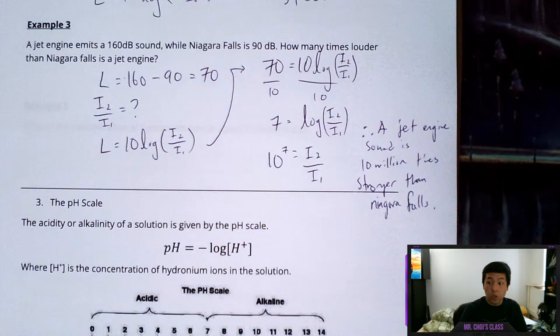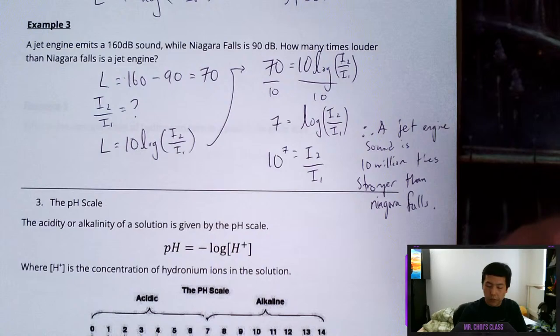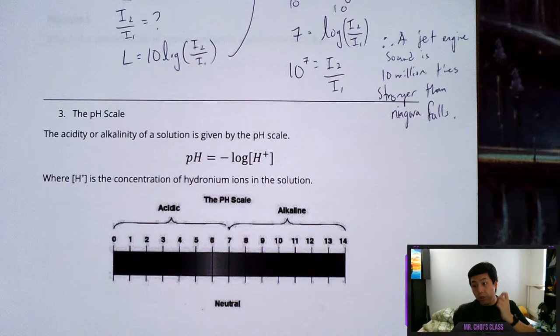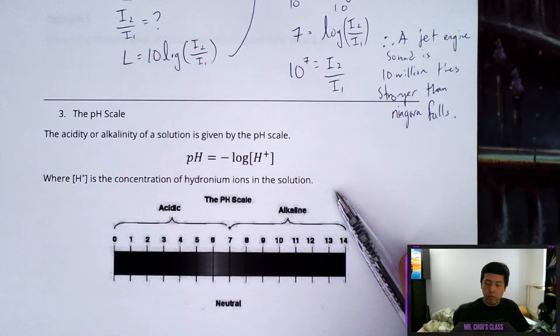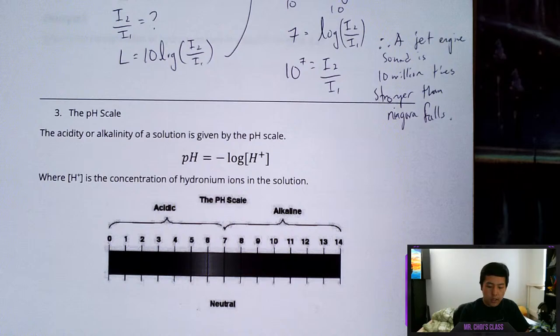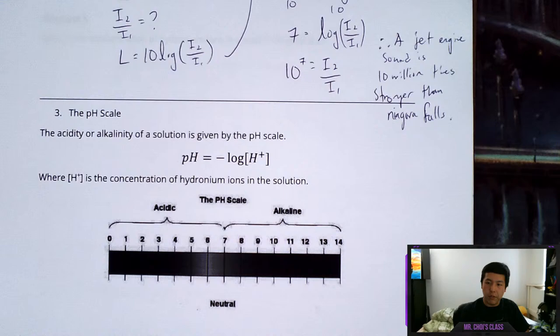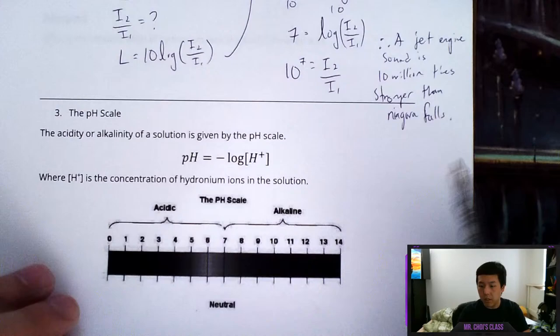So far, so good. Nothing out of the ordinary, right? Pretty straightforward. The pH scale. If you have taken chemistry, this should not be new to you. This should be free marks for anyone who has taken chemistry, right? This is the basic acidic pH determination formula. If you have the concentration of hydronium ions, you can get the pH of a solution. And of course, I just put the pH scale for reference, where 7 is neutral, anything less than 7 is called acidic, anything greater than 7 is called alkaline or a base, right?